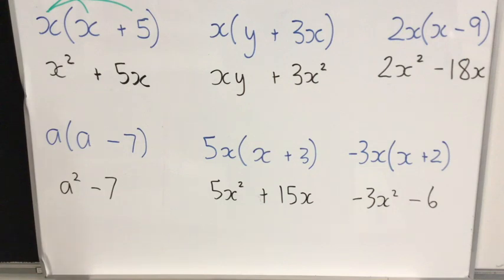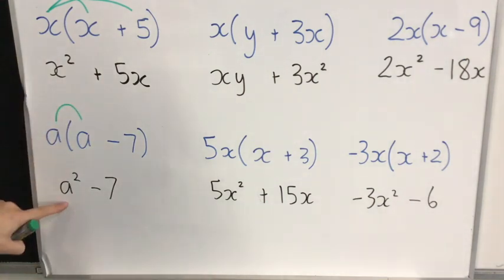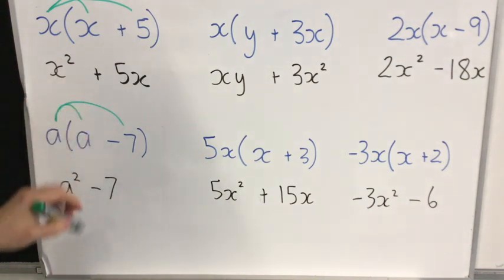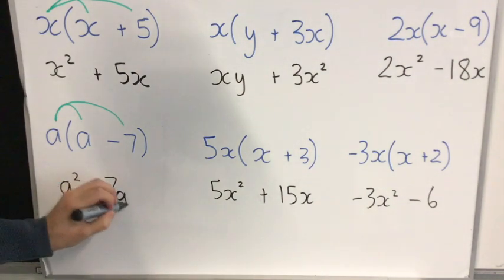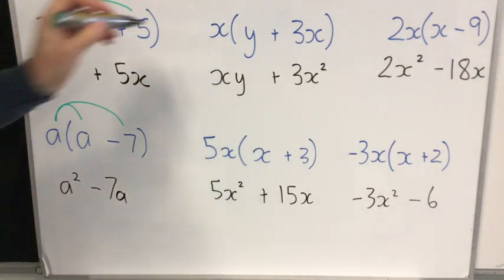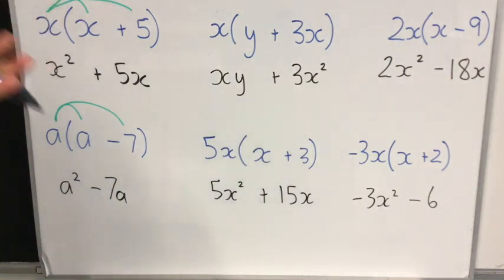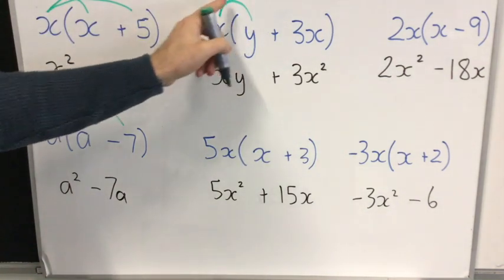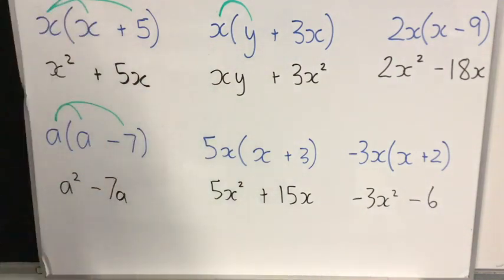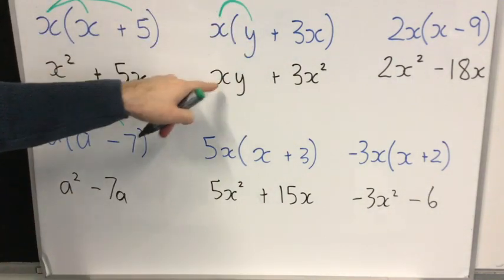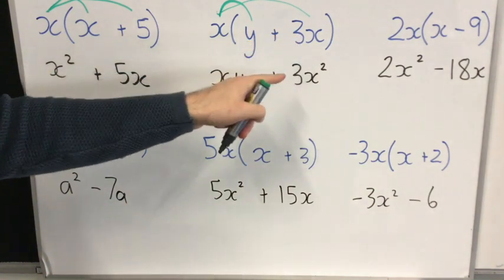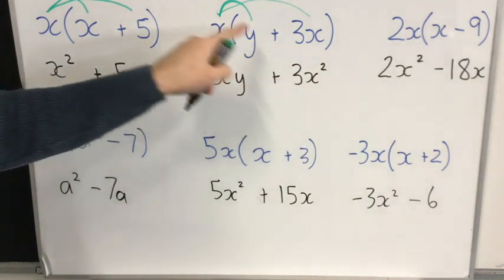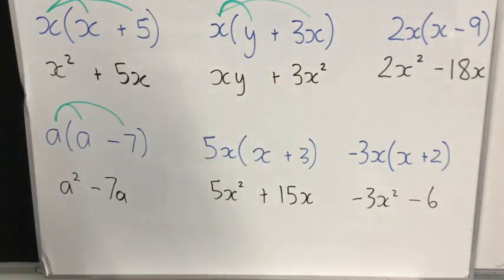Okay, let's go through each of the answers. A times A squared. A times negative 7, oops, I made a mistake, negative 7A. So it looks really similar to the one that you just did, but I used A's instead of X's. Next one, X times Y. I didn't explain this to you, but I wanted you to have a go. When you have to times two letters together, all you do is write them next to each other. That's all you have to do. So if the letters are different, X times Y, just write them next to each other like that. And then over here, X times 3X. Well, there's no other numbers, so just write the 3 as it is. And then we already know that X times X equals X squared.